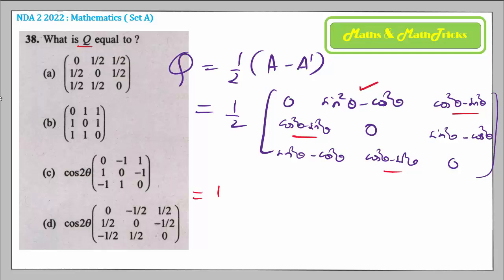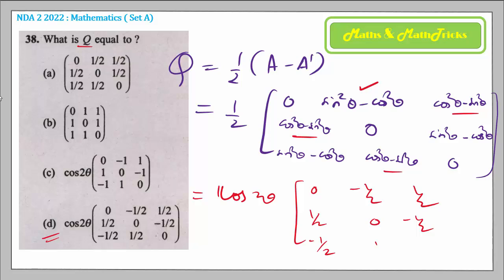So anyway you have got cos 2 theta common, and you can see only option D is possible because there is a half also. So it will be like 0, minus half, half, then half, 0, minus half, and then minus half, half, 0. That is hence the answer, option D, for this.